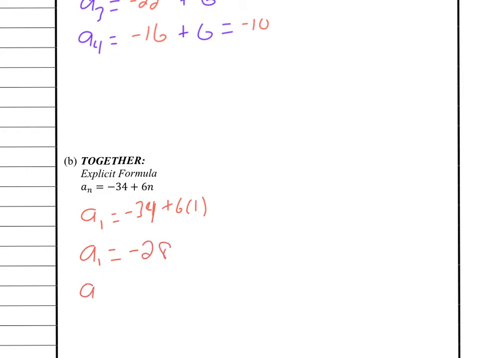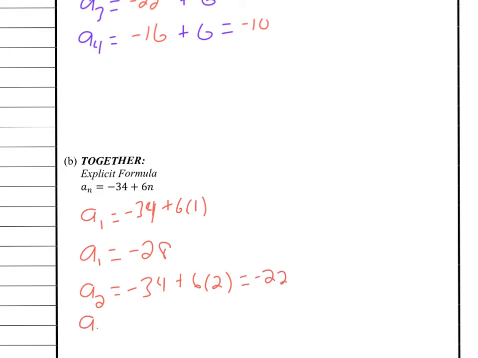When I want to find a subscript 2, you can just see that I replaced the n with 2. And again, this is an n here, and I replaced it with 2. So a subscript 2 means it's the second term. So if I put a 2 in for n here, I have to put a 2 in for n there. So I do negative 34 plus 12, which is going to give me negative 22.